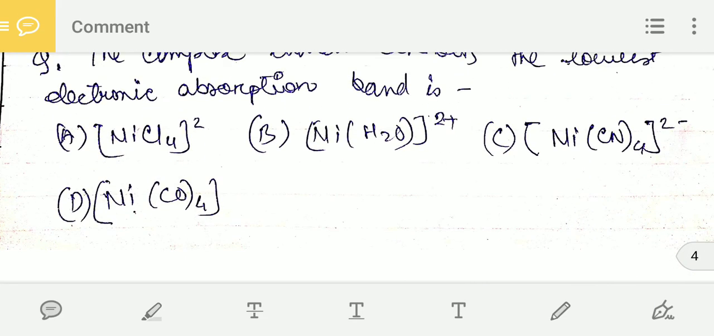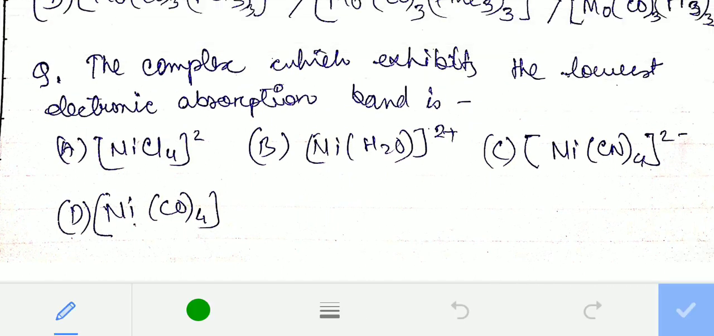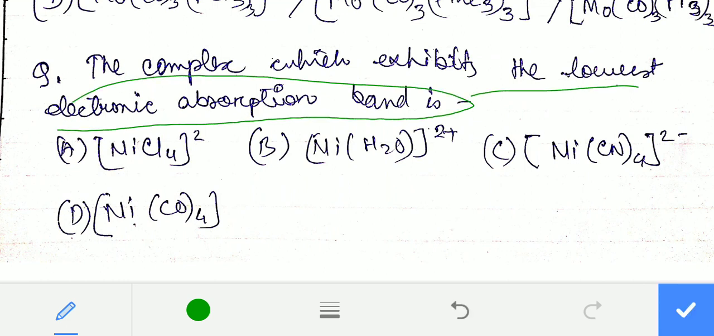Moving to the next question. The complex which exhibits the lowest electronic absorption band. To solve this question, you just check the options. These are all nickel compounds: NiCl4, Ni(H2O)4, Ni(CN)4 and Ni(CO)4. You will notice that in all the options except A, the ligands are strong field ligands. CN minus is a strong field ligand, and CO is also a strong field ligand.